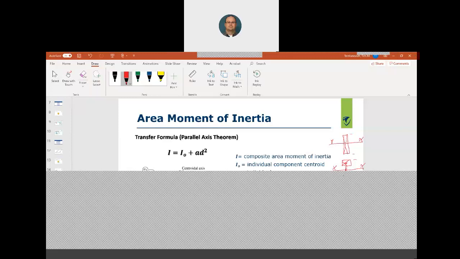Basically, here's my individual component centroid. I have a distance here, and a distance here. You're taking the moments of inertia and adding the area times the distance squared. So it's making the moment of inertia bigger. It actually helps versus just the square shape. That is called the transfer formula. Typically what we need to do to make things stiffer is make it narrower and slender and higher, or we just make weird shapes.